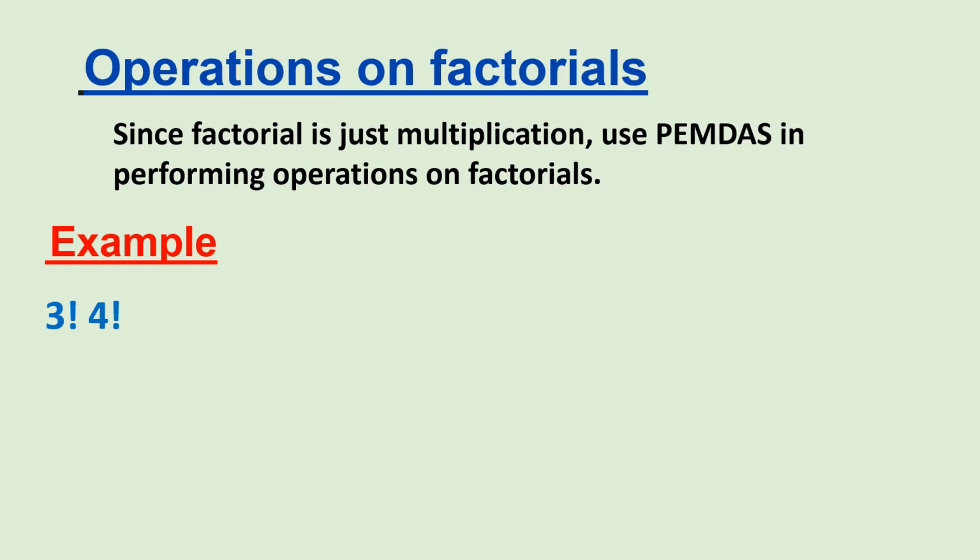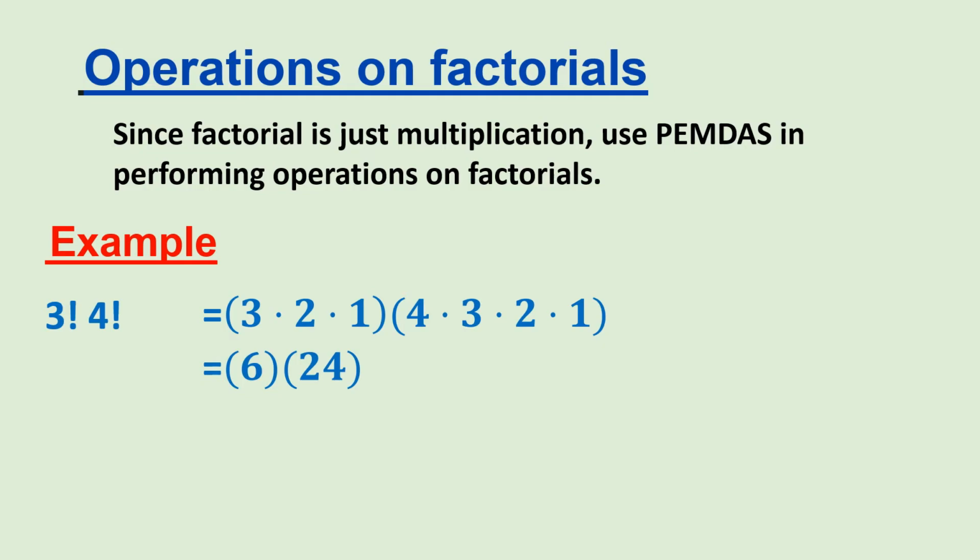Let's have another example. 3 factorial, 4 factorial. If you see factorials written side by side, the operation involved is actually multiplication. Or sometimes you will see them in parentheses, or you will have a dot in between the expressions. For this one, we can simply have 3 times 2 times 1, which is 3 factorial, times 4 times 3 times 2 times 1, which is 4 factorial. Or you can just simply have 6 times 24, and that will give you 144.